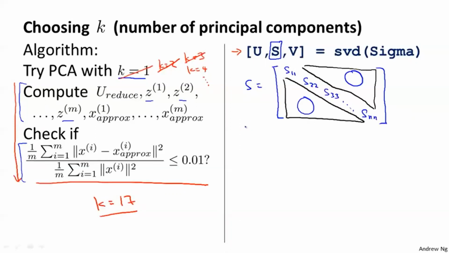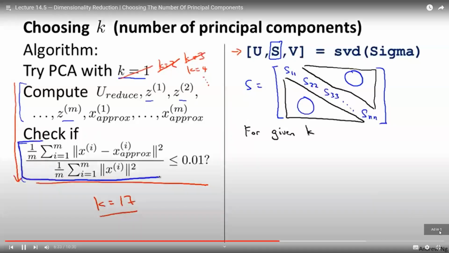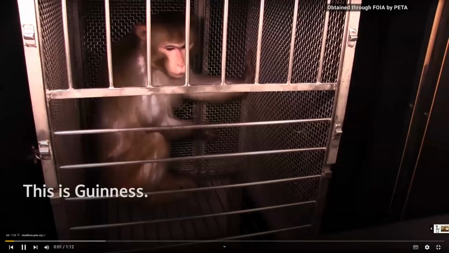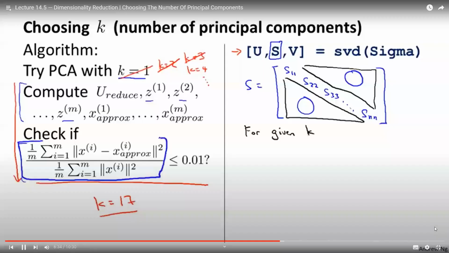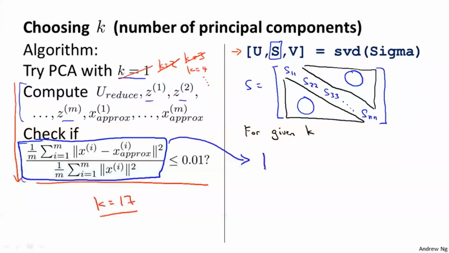And so what it is possible to show, and I won't prove this here, is that for a given value of k, this quantity over here can be computed much more simply, and that quantity can be computed as 1 minus sum from i equals 1 through k of Sii divided by sum from i equals 1 through n of Sii.